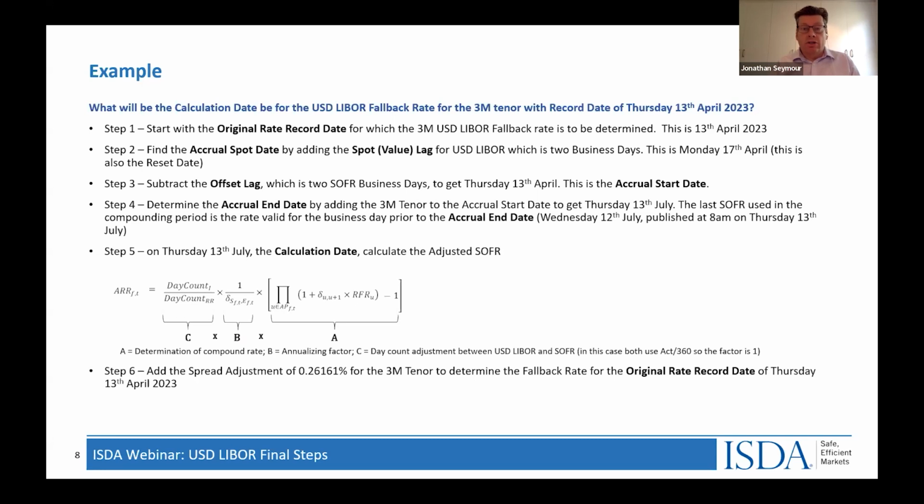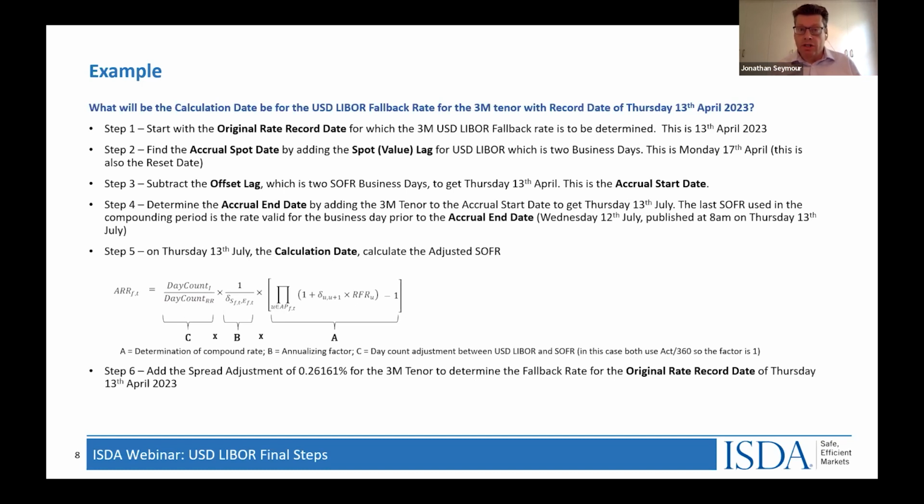So now we're going to take the SOFR rates from the accrual start date all the way through to and excluding the accrual end date. So we add the 3 month tenor, simply 3 generic calendar months, which takes us from the 13th of April to the 13th of July. This is a good business day. It's a Thursday. So the last SOFR rate that we're going to use in that compounding period will be for the previous day, not the accrual end date. That's the rate that is value for Wednesday, the 12th of July, but it will be published on the 13th, on the accrual end date, because SOFR is published on T+1.